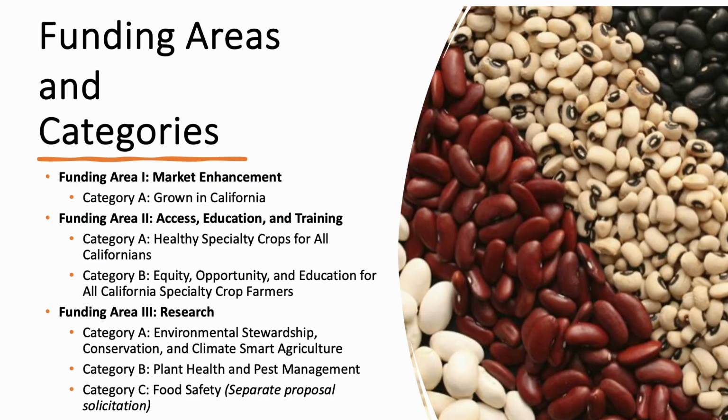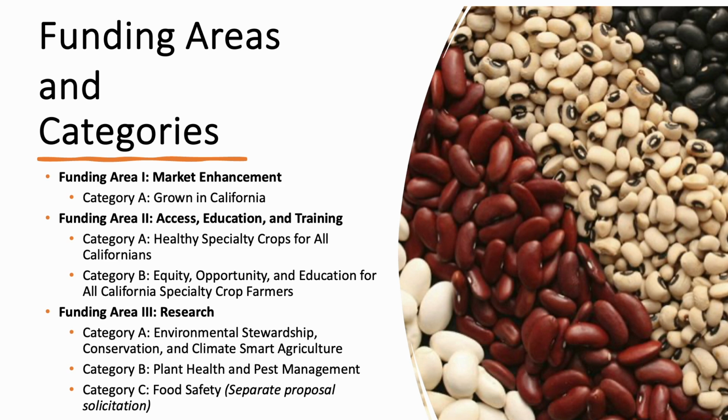SCBGP has 3 funding areas: market enhancement, access, education and training, and research. You can see them all on this slide. Within each funding area, there are 1 or 2 funding categories. As part of the concept proposal, applicants must select the funding category for which their project is most appropriate. Further, each funding category contains several project priorities. Projects must address at least one of the program priorities listed under the selected funding category.